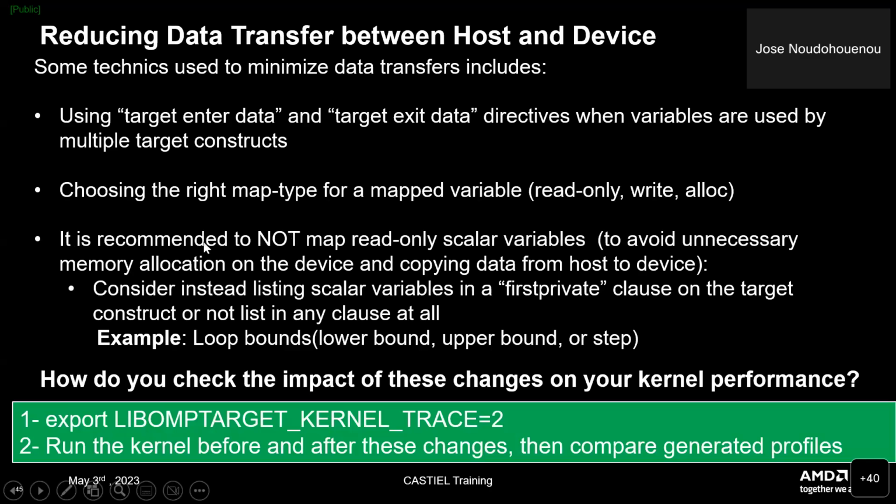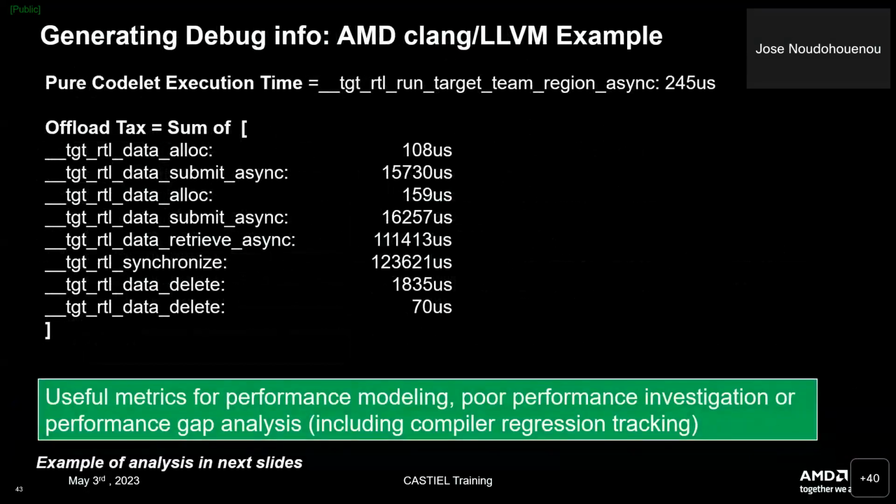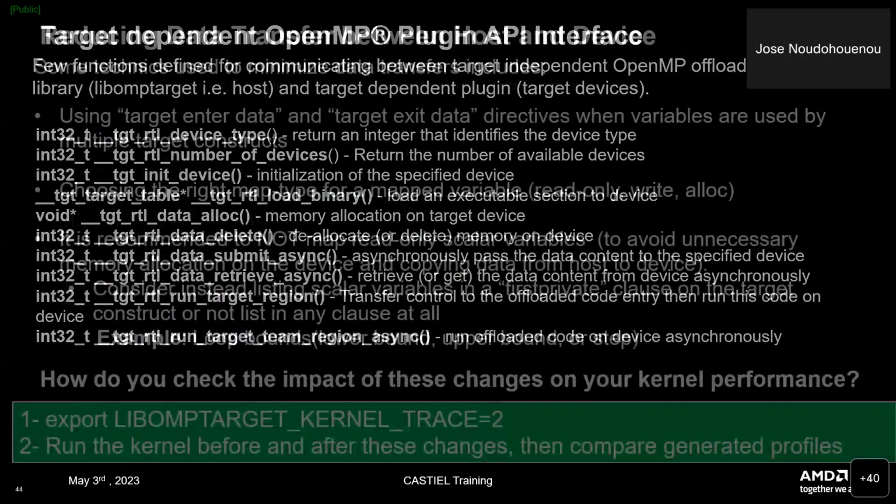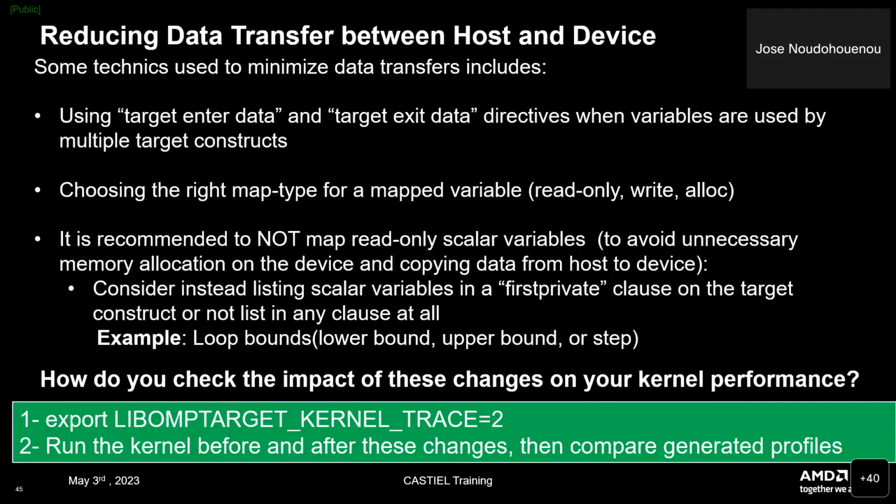Another thing is it is recommended to not map read-only scalars. If you map a read-only scalar, you will see a data allocation plus a data submission, but it is just a simple scalar. As we saw previously, data allocation and data submission have a cost. So if you map a scalar, you will pay for that, and this can be bad for the performance of your kernel or piece of code. So instead of doing that, you might consider using firstprivate, or not using anything at all, and it will work. So these are some techniques to minimize data transfer.